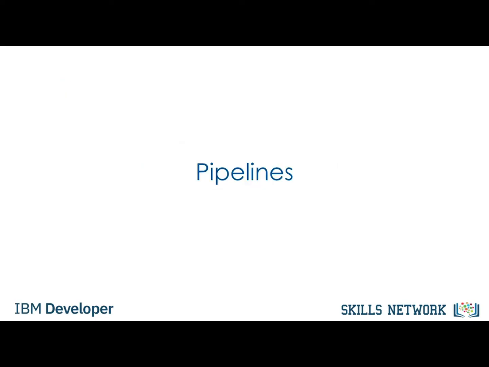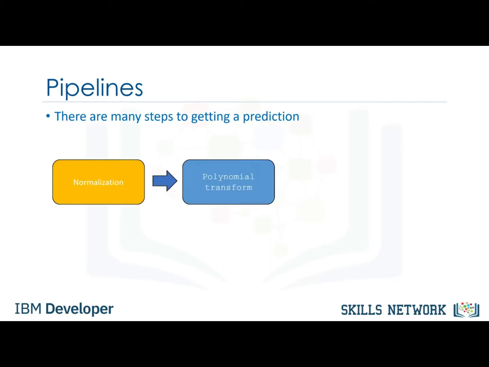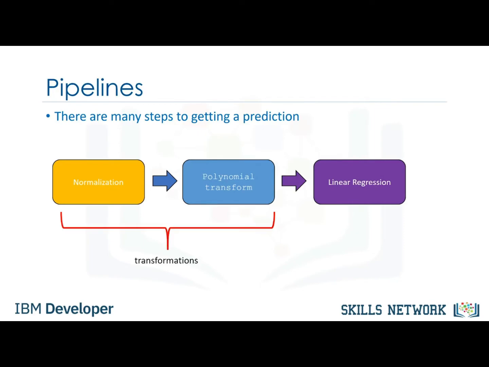We can simplify our code by using a pipeline library. There are many steps to getting a prediction. For example, normalization, polynomial transform, and linear regression. We simplify the process using a pipeline. Pipelines sequentially perform a series of transformations. The last step carries out a prediction.